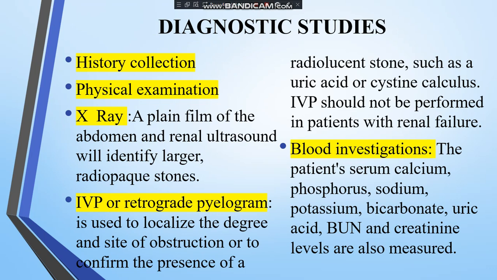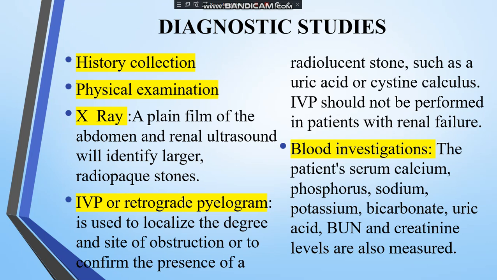Now some of the diagnostic evaluations, how we are able to identify these renal stones. As we all know, history collection, physical examination, and X-ray. In X-ray, we have already studied the radiopaque stones, so we will be able to identify the presence of such radiopaque stones, as we have studied: calcium oxalate, calcium phosphate, and struvite stones were all radiopaque. And we have studied one stone that is radiolucent, which is not identifiable through X-ray, and that kind of variation we have already studied.